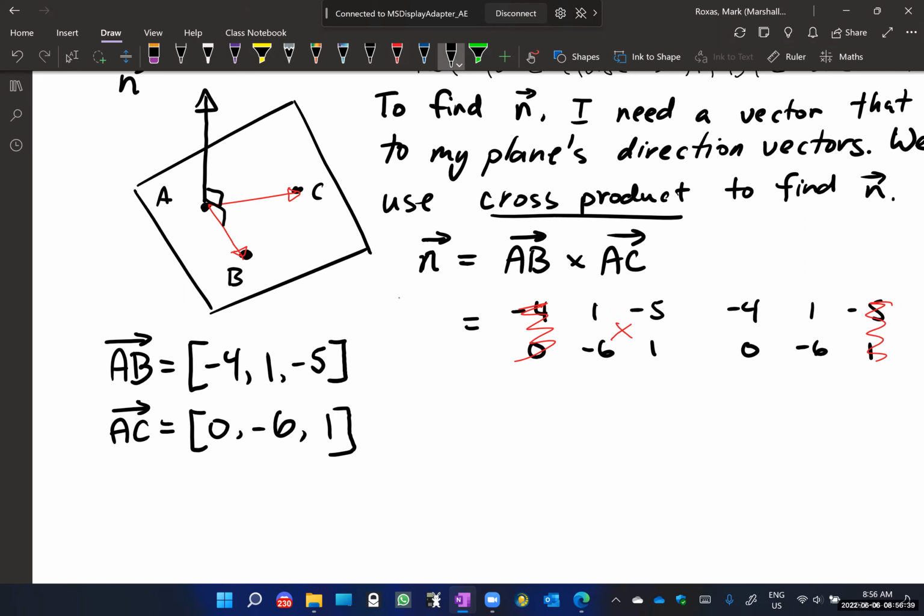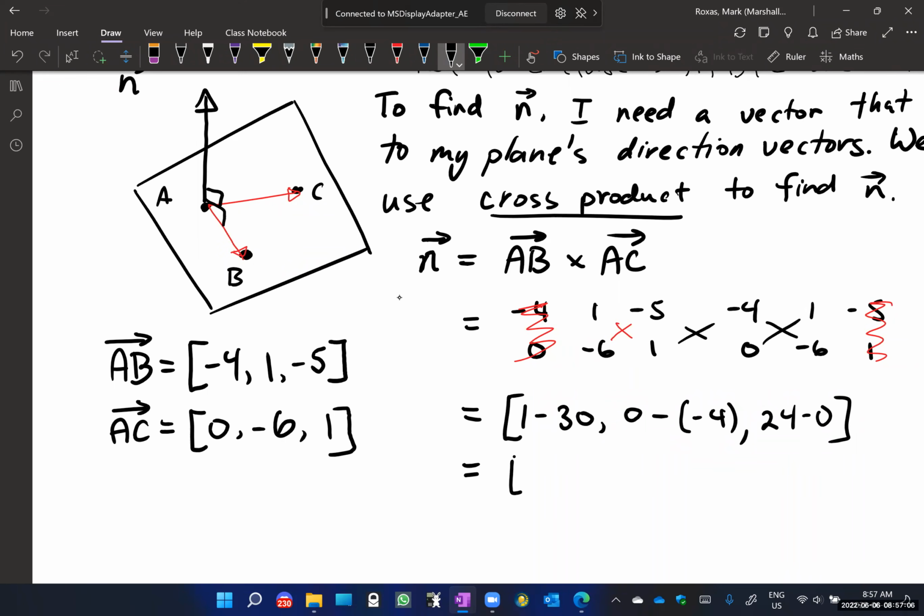So the first component, the x component, is going to be 1 take away -6 times 5, which is 30. The y component is going to be -5 times 0, which is 0, take away 1 times -4, which is -4. And the z component is -4 times -6, which is +24, take away 0 times 1, take away 0. And then simplifying, I get -29 for the x component, +4 for the y component, and 24 minus 0, which is 24 for the z component.